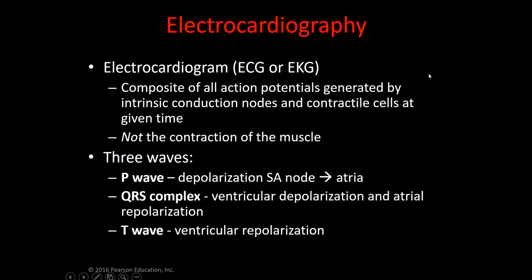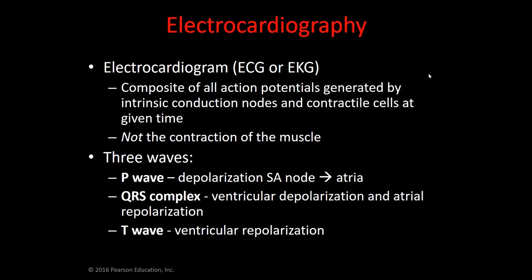So when we're looking at an electrocardiogram, an ECG or an EKG, what we are looking at is kind of a composite of all of the action potentials generated by the different parts of the intrinsic conduction system and all of the contractile cells of the heart at any given time. We're not looking at the contraction of the muscle, we're only looking at the electrical current. And we're also not looking at just a single action potential, we're looking at the whole big picture. There are three major waveforms that we see on an ECG.